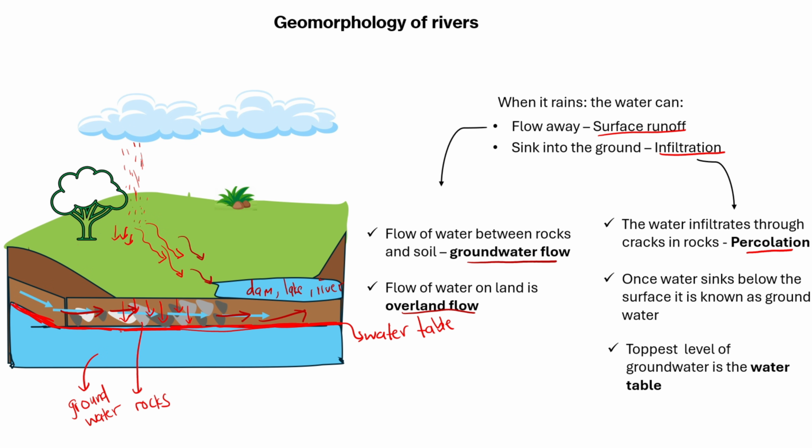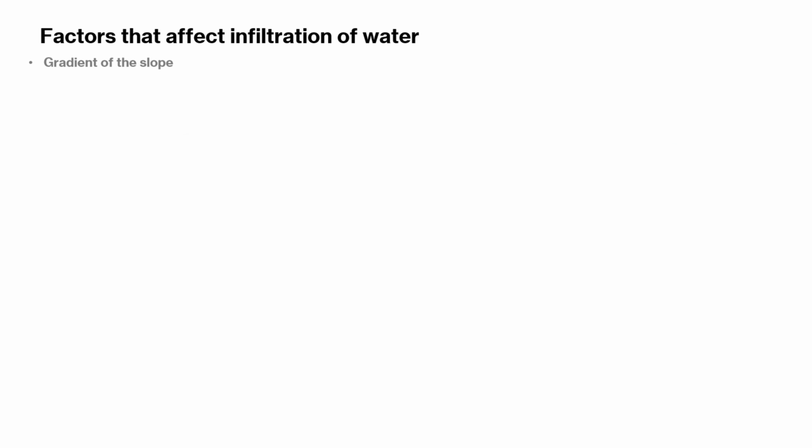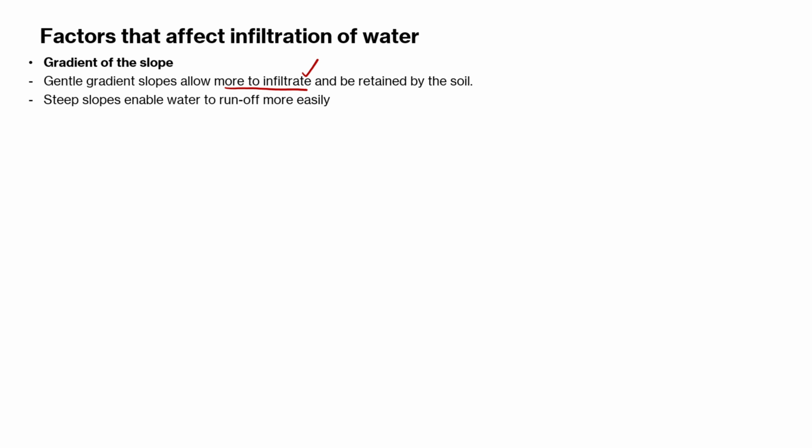Now let us look at infiltration. What factors affect the sinking of water downwards? Basically, the gradient of the slope. First of all, a gentle gradient allows more water to infiltrate and be retained by the soil, whereas a steep slope or a steep gradient enables water to run off easily. So a steep slope promotes more surface runoff, and a gentle slope promotes more infiltration.